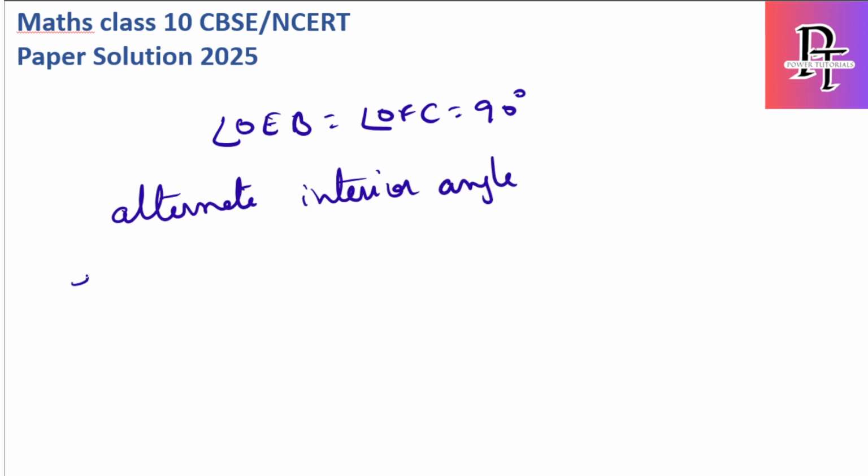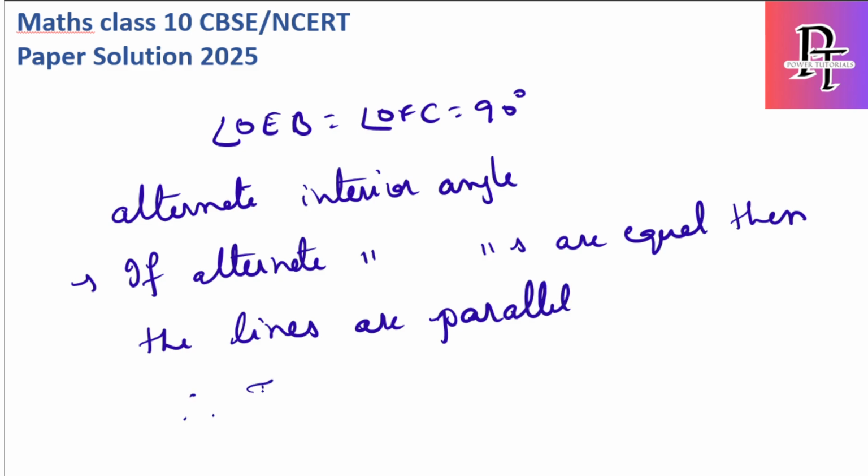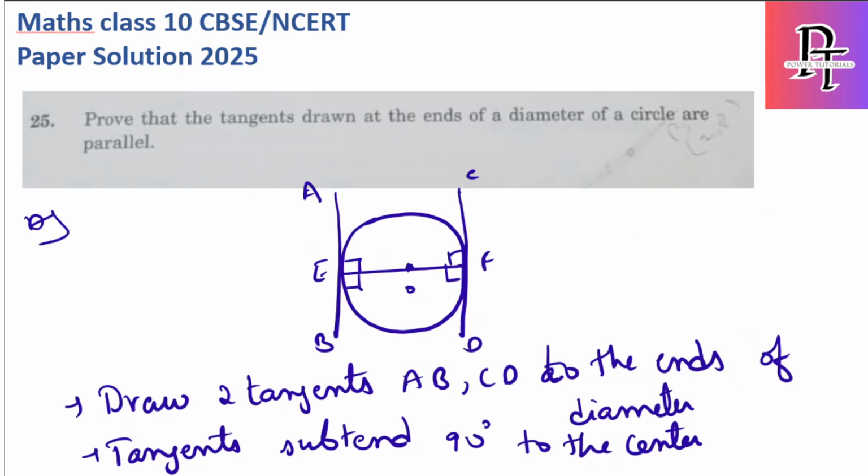So we have to state another statement: if alternate interior angles are equal, then the lines are parallel. Therefore, the tangents are parallel. Okay, this is a bit of a theoretical question, but still this is one of the easier questions. It hardly takes 2 to 3 minutes to write the details.